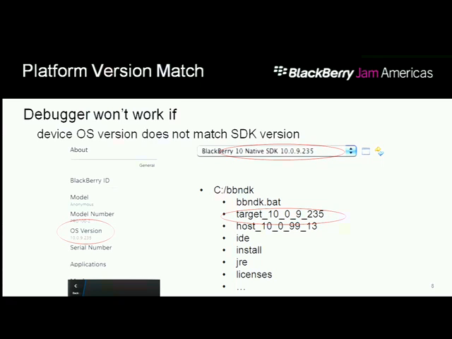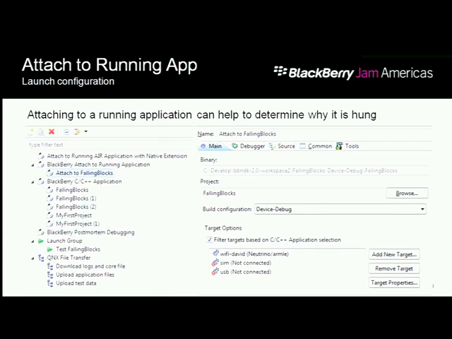But we have the ability also to do that on a per project basis. So if you're still doing a bunch of Playbook 2.0 development, for example, you can have some of your projects set up to build against the 2.0 NDK and some of your projects to build against the latest BlackBerry 10 native SDK.